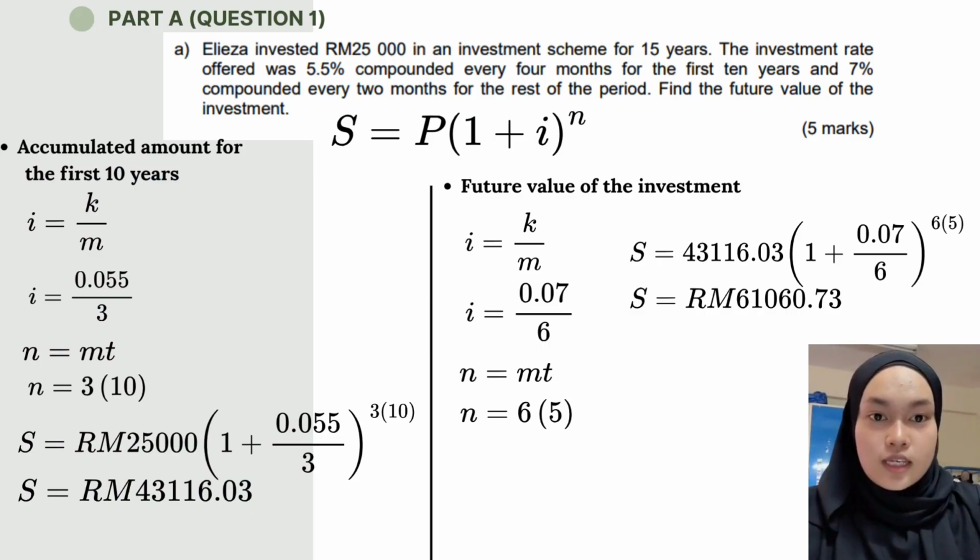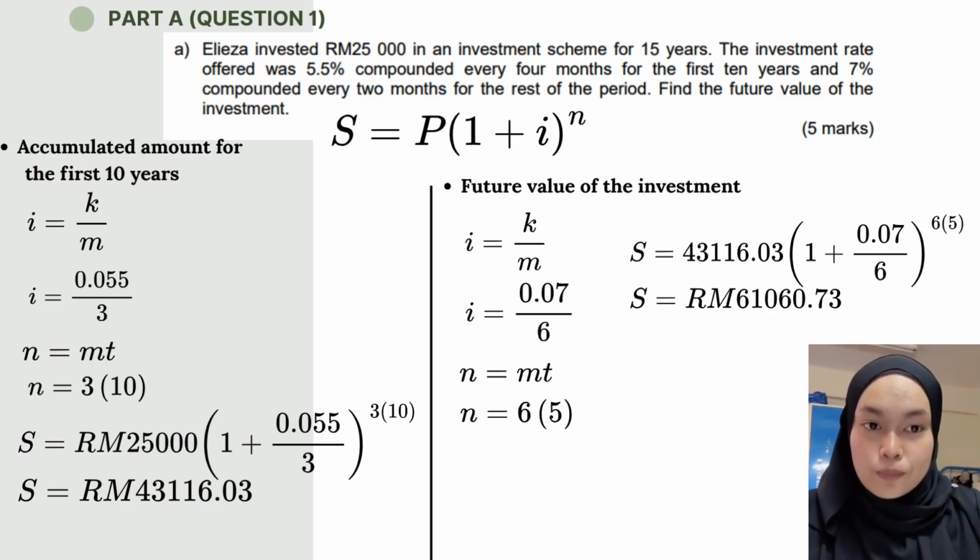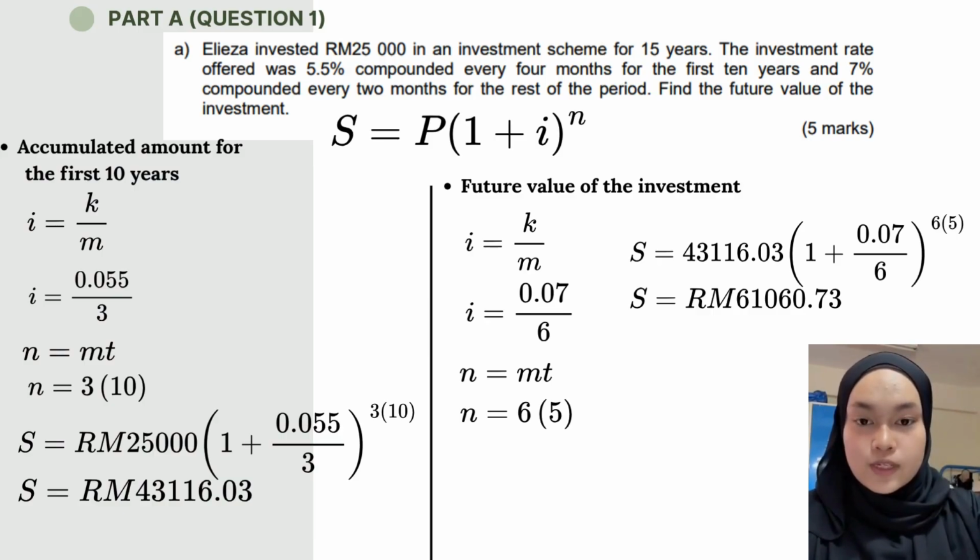Part A, question 1. Eliza invested 25,000 in an investment scheme for 15 years. The investment rate offered was 5.5% compounded every 4 months for the first 10 years and 7% compounded every 2 months for the rest of the period. Find the future value of the investment.